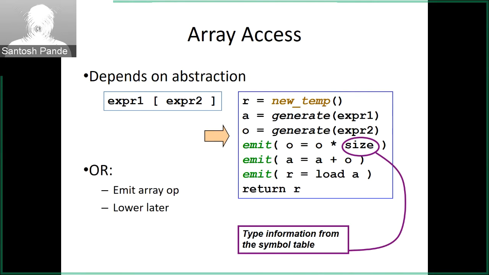Some other languages or some other IRs keep it the way it is, and they don't generate this lower level stuff, but leave it at the array abstraction level. That's a very uncommon practice. What is the downside of it? Why is it that we generate this base plus offset stuff?